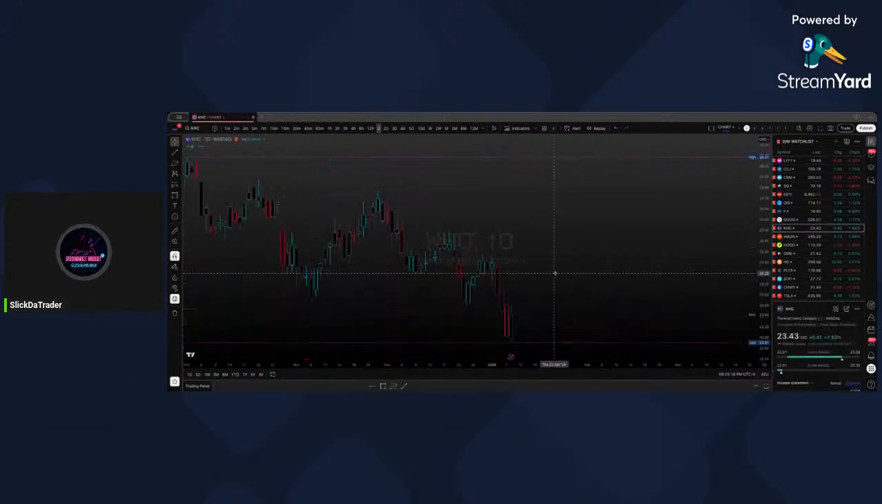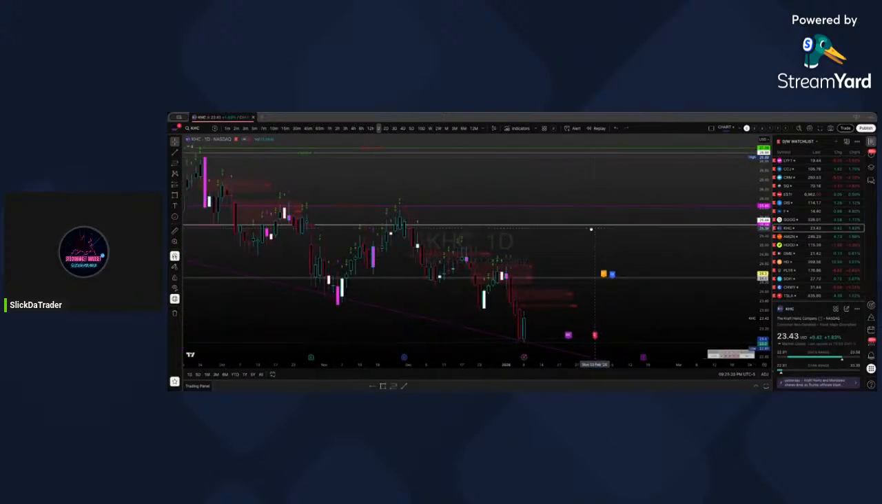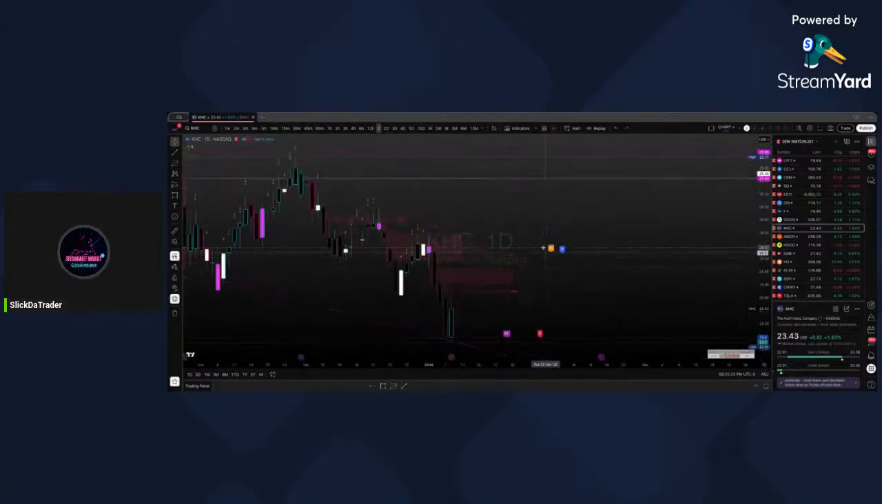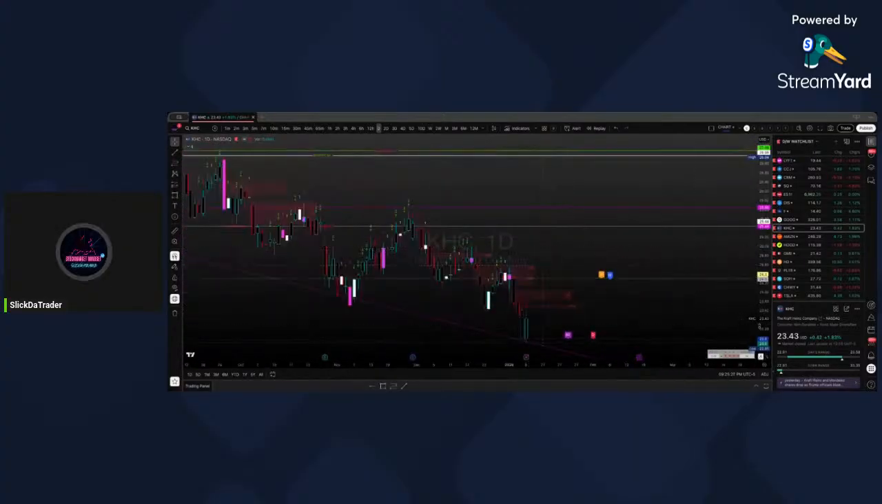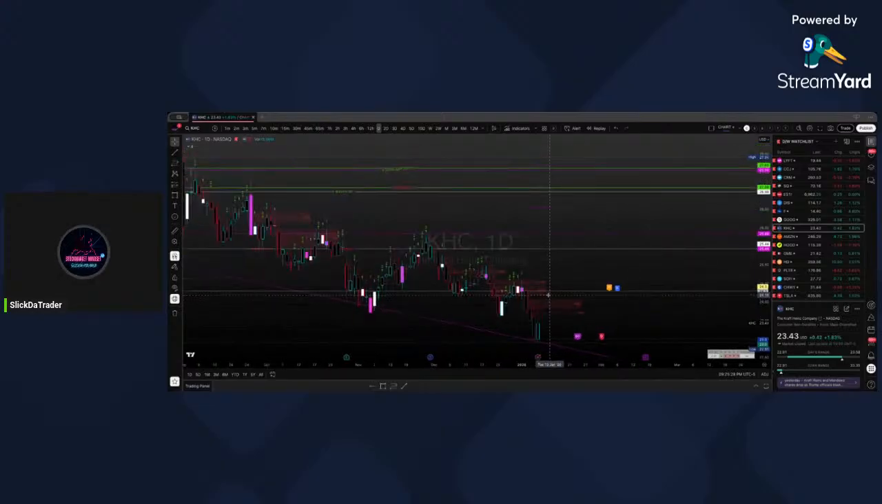I done traded this a ton of times. This is ketchup. This is Heinz ketchup. Yep, I traded this. It's fun to trade too. Going for a good price right now. I might pick something up for the long term.